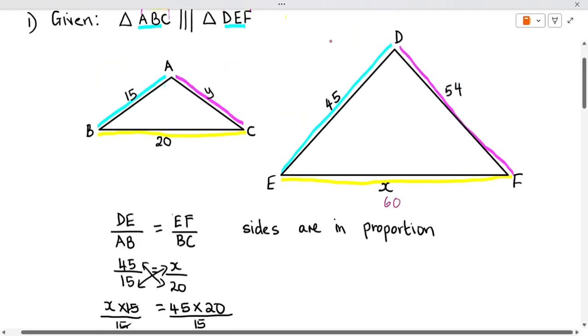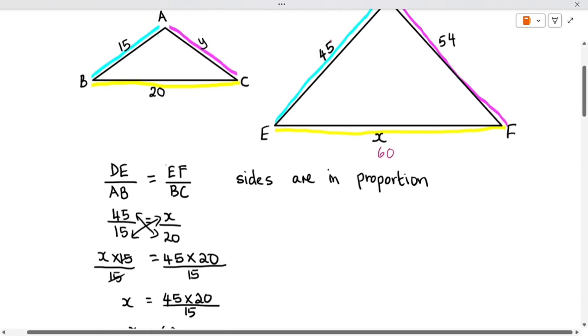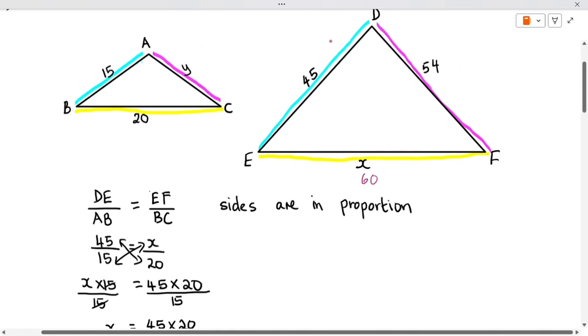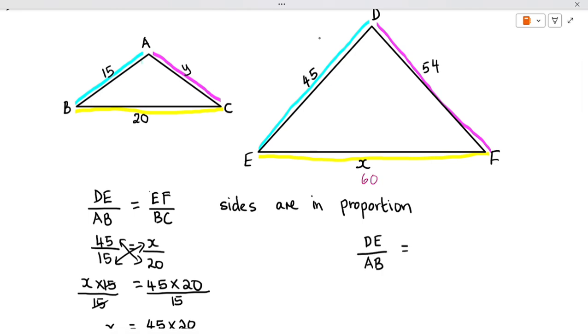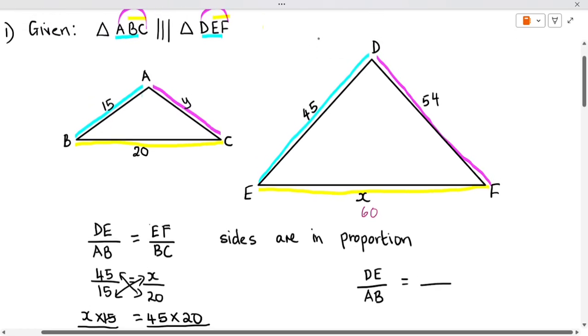Then we look for Y. Okay, so if we look for Y, we're going to look at the purple. So we'll go back to what we know, and we're going to say DE again, DE over AB equal to, and this time we're looking at the purple. We start with bigger triangles. So here we're going to say DF over AC.